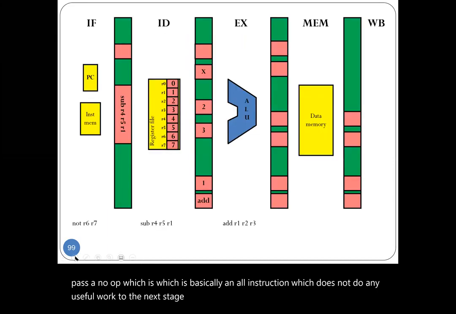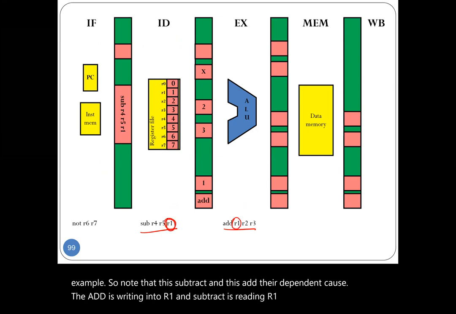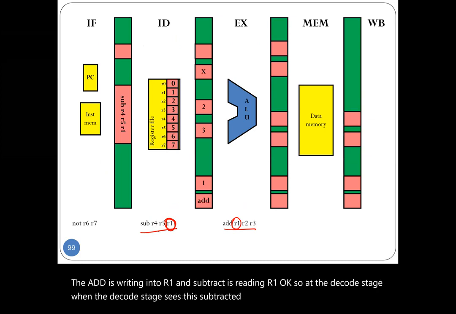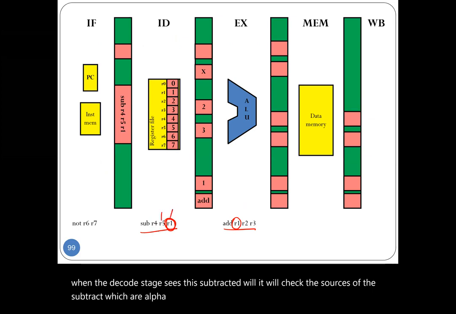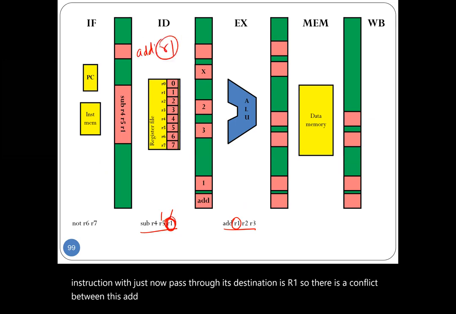So here is an example. Note that this subtract and this add are dependent, because the add is writing into R1 and the subtract is reading R1. At the decode stage, when the decode stage sees the subtract, it will check the sources of the subtract, which are R5 and R1. So the decode will know that the add instruction which just passed through has its destination as R1. So there is a conflict between this add and this subtract. So it will stall the pipeline.